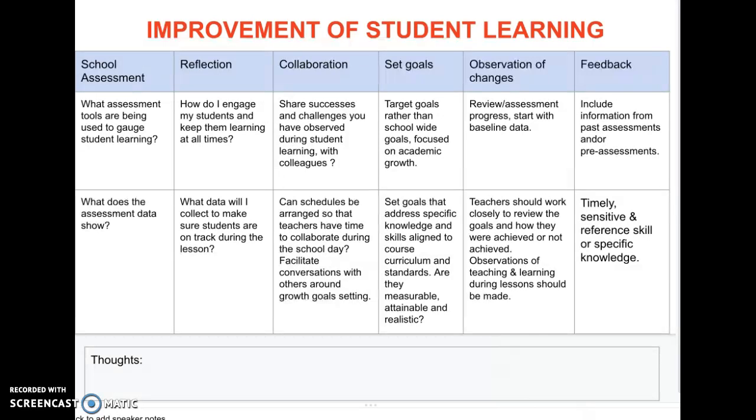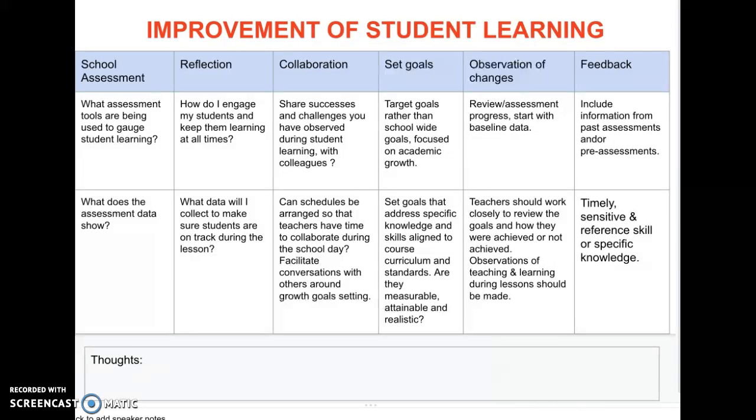Observation of the changes. Review assessment progress and start with the baseline data that you have already started in the original possible school assessment. Teachers should work closely to review the goals and how they were achieved or not achieved. Observations in the teaching lessons and how the students are learning during these lessons should be made so that if any tweaks or changes need to be made, they can do that.